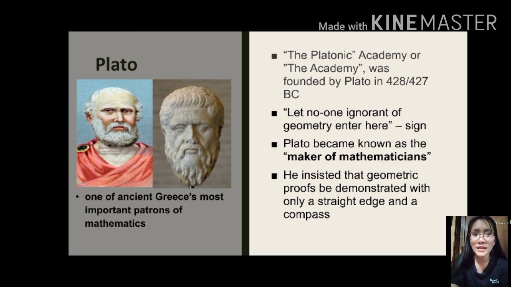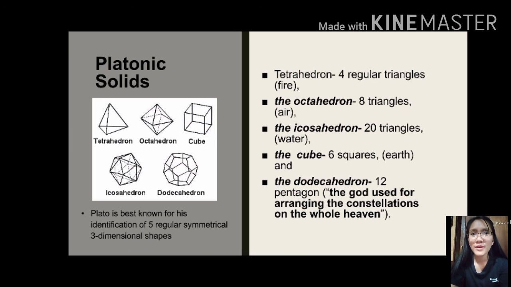He demanded of his students accurate definitions, clearly stated assumptions, and logical deductive proof, and he insisted that geometric proofs be demonstrated with only a straight edge and a compass. We have here his famous work, The Platonic Solids. Plato is best known for his identification of 5 regular, symmetrical, three-dimensional shapes: the tetrahedron, the octahedron, the icosahedron, the cube, and the dodecahedron. The tetrahedron is constructed of 4 regular triangles, which represented fire.